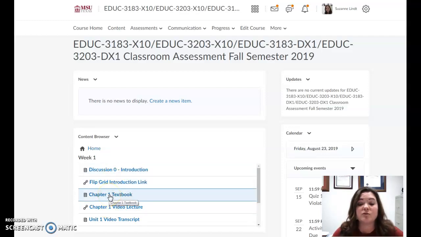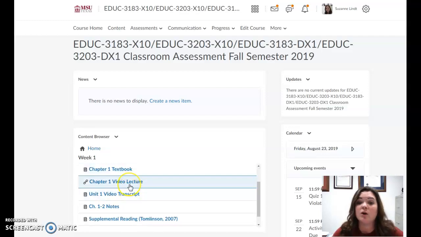And then you do need to be sure to purchase the textbook. You can get it on campus at the bookstore or online. And if you don't have it yet, I have uploaded a PDF of Chapter 1 so that you're not going to get too far behind. So that's here, or you can read it if you have that. Or, of course, if you have the online or e-version, you can read that too.